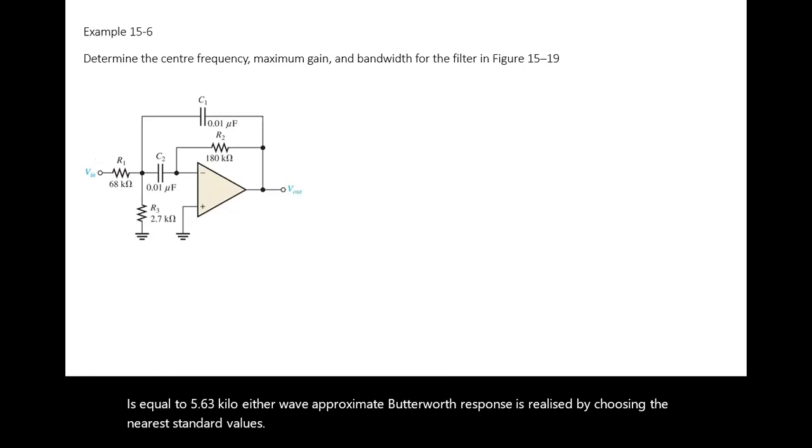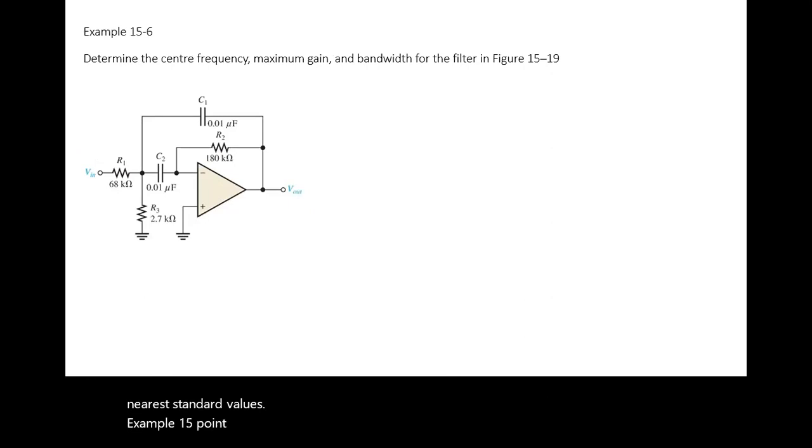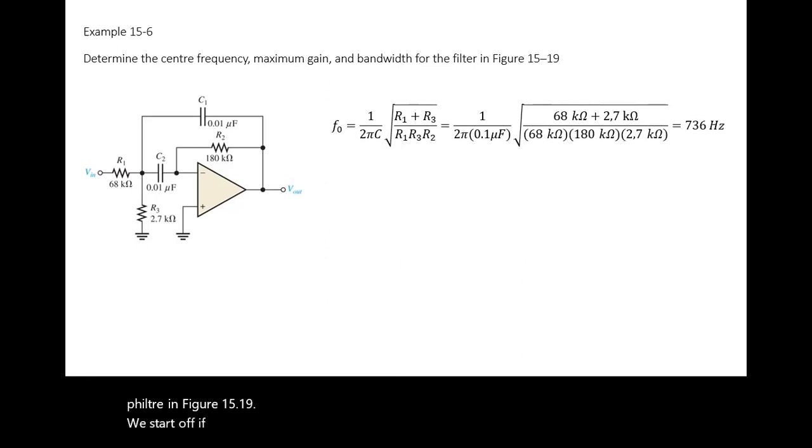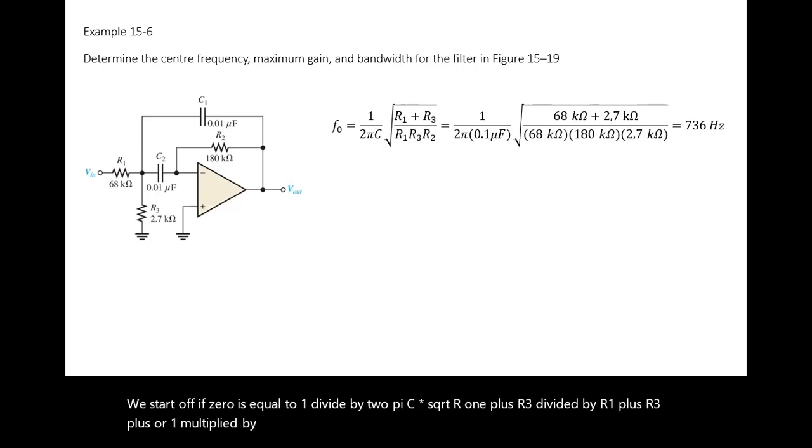Example 15.6. Determine the center frequency, the maximum gain, and bandwidth for the filter in figure 15.19. We start off: F0 is equal to 1 divided by 2 pi C multiplied by the square root of (R1 plus R3) divided by (R1 multiplied by R3 multiplied by R2). Substitute the values and you find 736 Hertz.